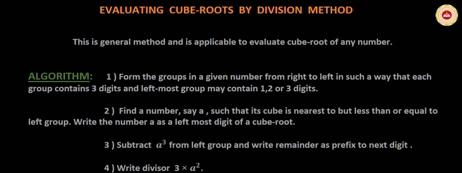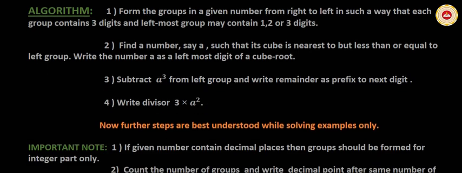Third step is, as this is division method, we will have to find a divisor, and that will be much similar to the process of Hatgaonkar division or the process that we used while evaluating square root by using Vanvayoga, by using duplex method. So the third step is subtract the cube from the left group and write the remainder as a prefix to the next digit.